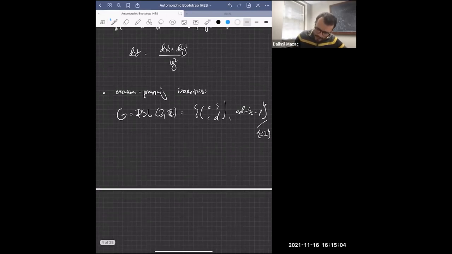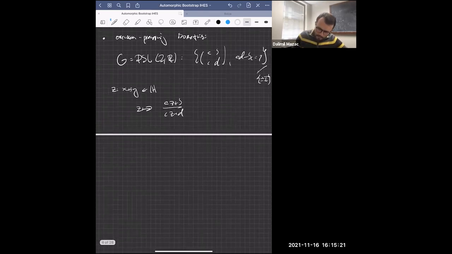And well, the way this acts: when you write z to be a point in the upper half plane, x plus iy, then z gets mapped to (az plus b) over (cz plus d). So these matrices just act as usual by Möbius transformations. And this means you can think about the upper half plane as the quotient of G by the maximal compact subgroup K. So K is going to be the maximal compact subgroup, which is just SO2R inside PSL2R.